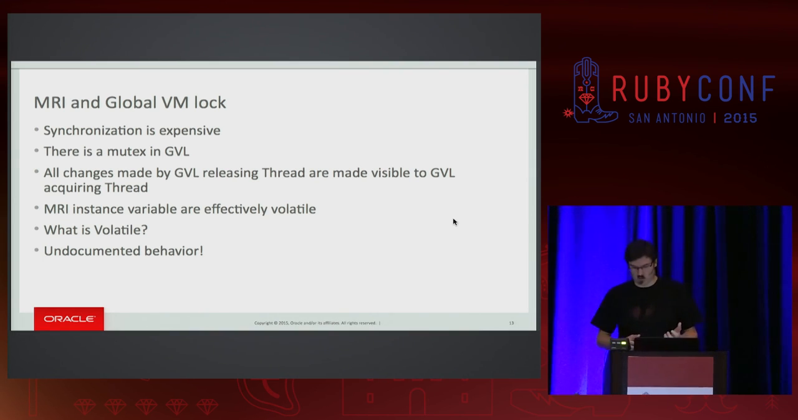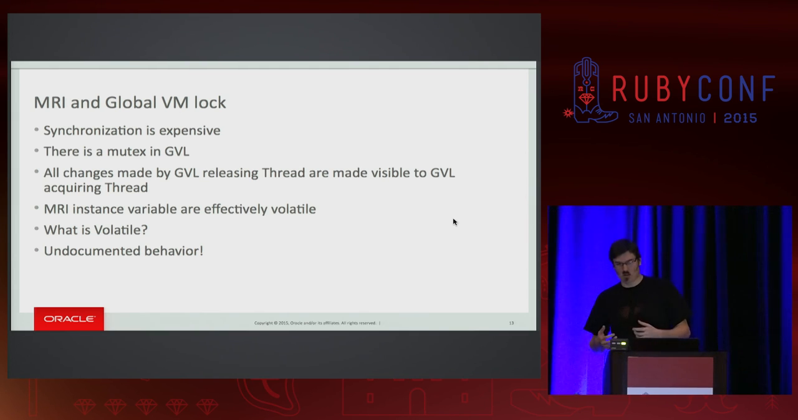If you look into the source code, you can find that there is a C mutex in GVL release and GVL acquire. The C mutex has the same properties as the Ruby mutex I was just talking about. So this basically means that when one thread releases the GVL and another acquires it, the other thread always sees all the changes made by the first thread. So this implies that MRI instance variables are effectively volatile in a Java sense.